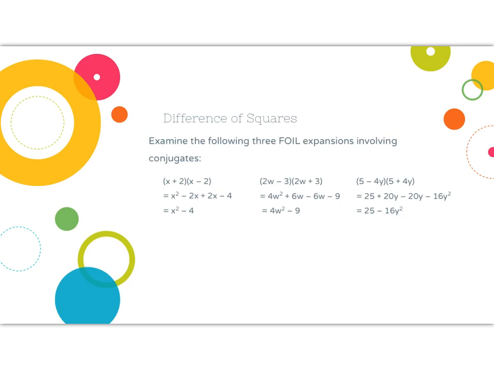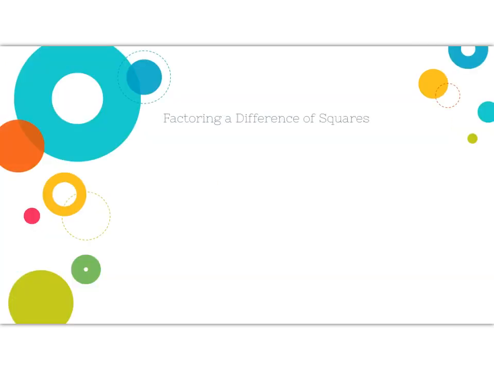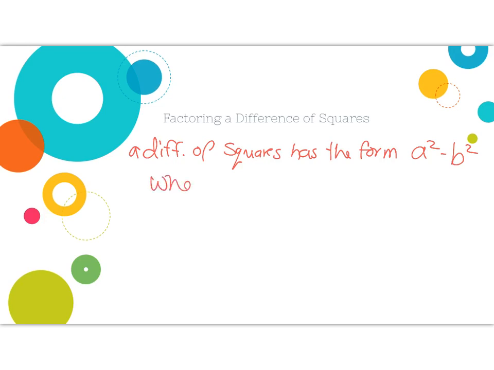So I have provided a few more examples here. Again, just to highlight that these middle terms always end up canceling in our difference of squares. So what we could write for a general rule here would be a difference of squares has the form a squared minus b squared, where a squared minus b squared is equal to a plus b times a minus b.